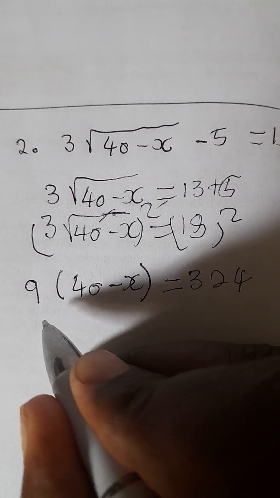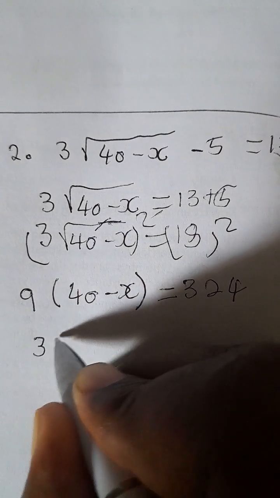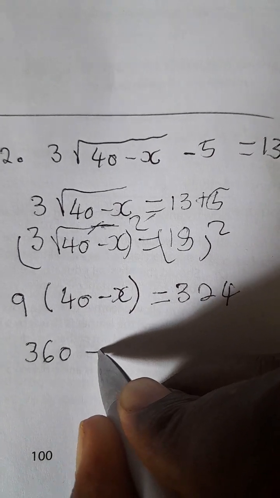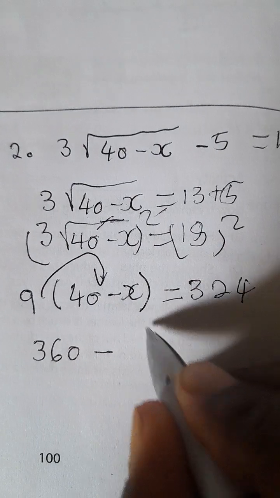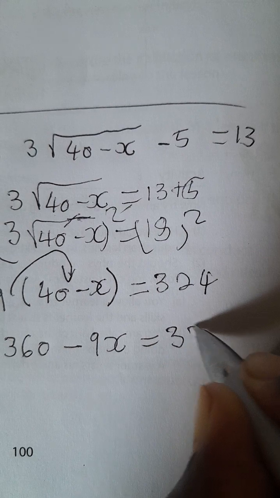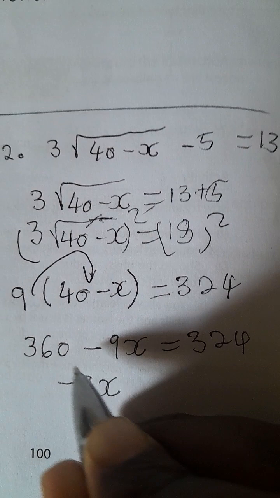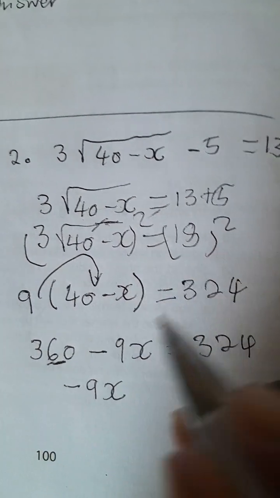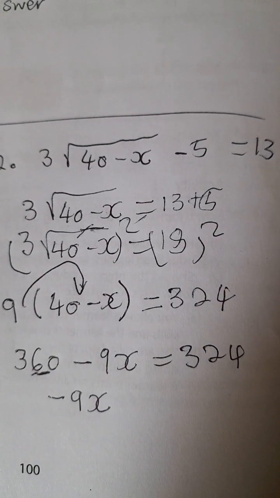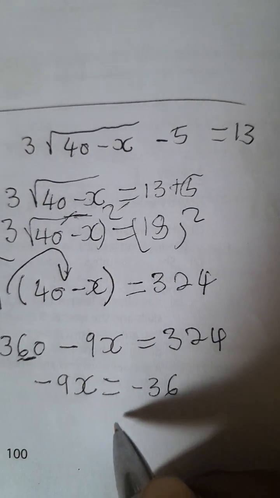Let's work this out. 9 times 40, that will be 360, because 9 times 4 is 36, then put 0 there. Remember this 9 times everything that is inside the bracket. 9 times x will be negative 9x. Then we have 324. So we need to collect the like terms. Let's make negative 9x the subject by taking 360 and transposing to the other side. 324 minus 360 will give you negative 36.